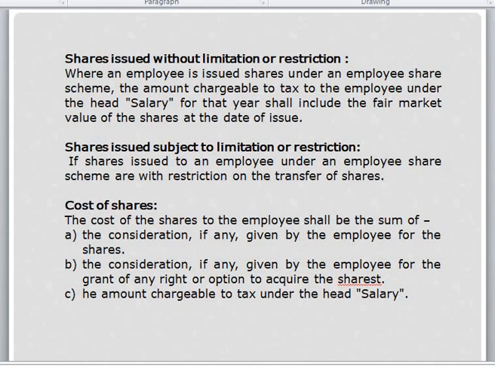There are 3 points. The cost of share to the employee shall be the sum of the consideration, if any, given by the employee for the share, and the consideration, if any, given by the employee for the grant of any right or option of acquired shares, and the amount chargeable to tax under the head salary.